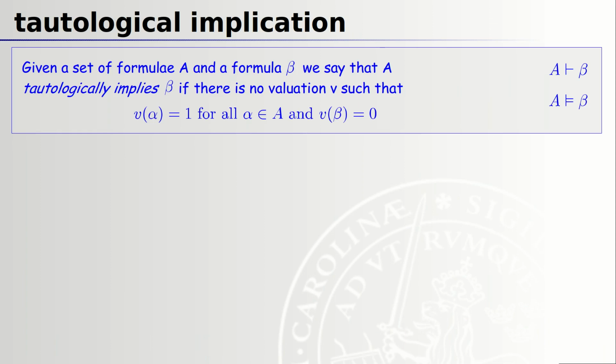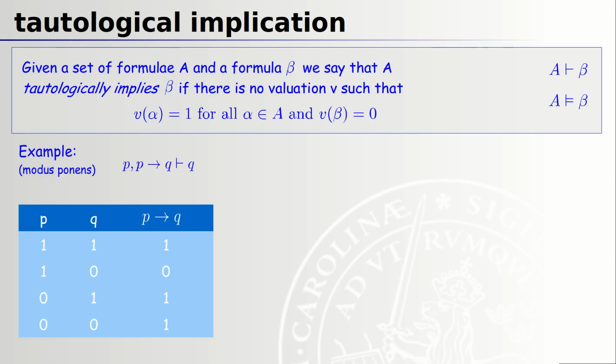With this, we can now discuss relationships between logic formulae based on their relationship of their valuations. For example, suppose you have a set of formulae A and a single formula beta. We say that A tautologically implies beta if and only if there's no valuation such that it is true for all A but false for beta.